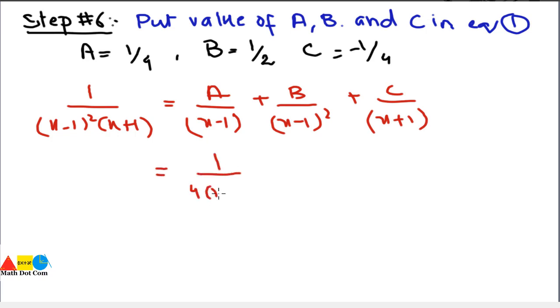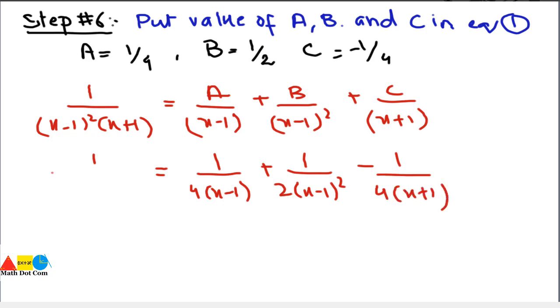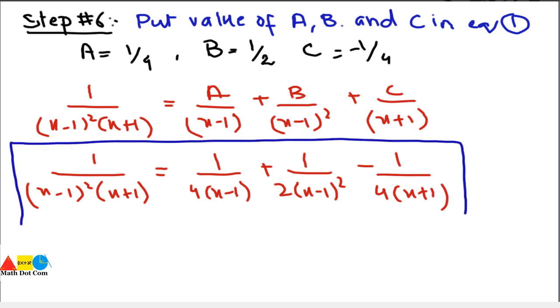As a is 1 by 4, so 1 by 4 into (x minus 1) plus b is 1 by 2, 1 by 2 into (x minus 1) whole square minus, as we have the value of c as minus, so minus 1 by 4 into (x plus 1). So this is the partial fraction of the given resultant fraction that we have found by using the partial fraction decomposition method for repeated linear factors in the denominator.